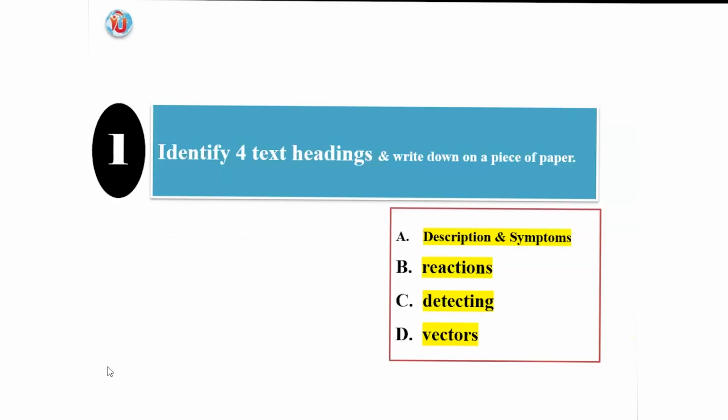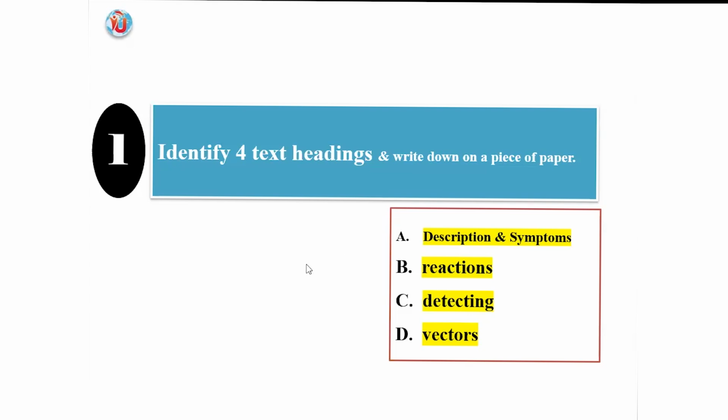Next, let us see one by one. First one is identify 4 text headings and write down on a piece of paper. So if you have this bed bugs material, please take it out and just write the headings, 4 text headings. You can write whichever you feel apt for it, and it will help you to select which text it belongs to. You need not write the same one.